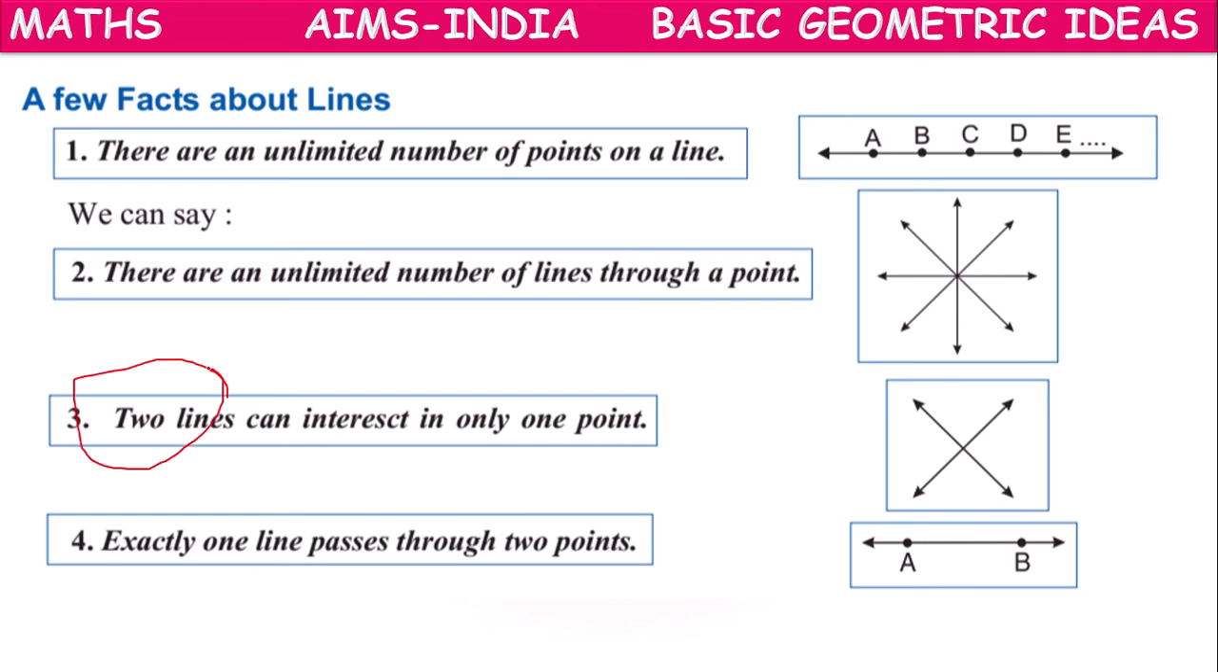Two lines can intersect at only one point. If you have two points, we can draw only one line passing through the two points. From one point we can draw many lines, but through two points we can draw only one line. Regarding lines, you have to keep these points in mind, children.